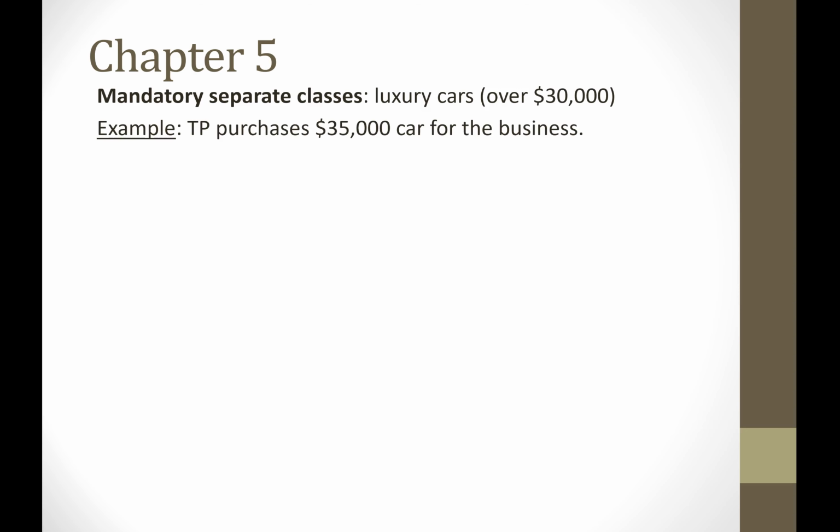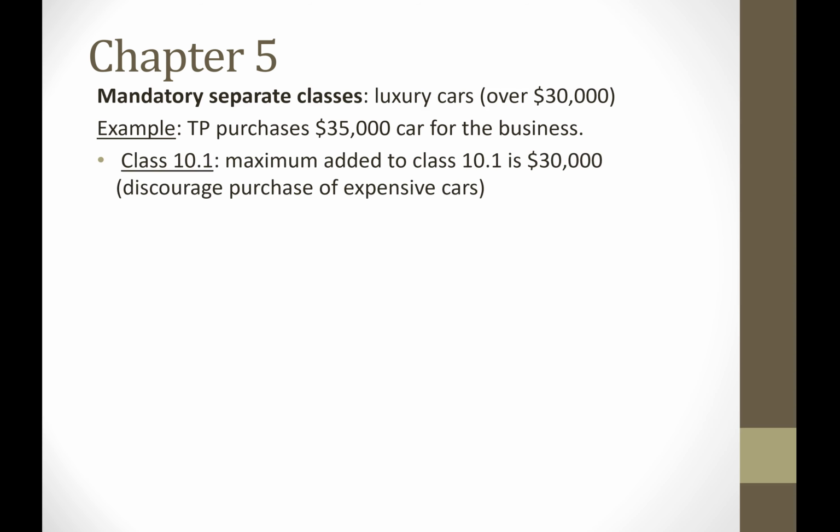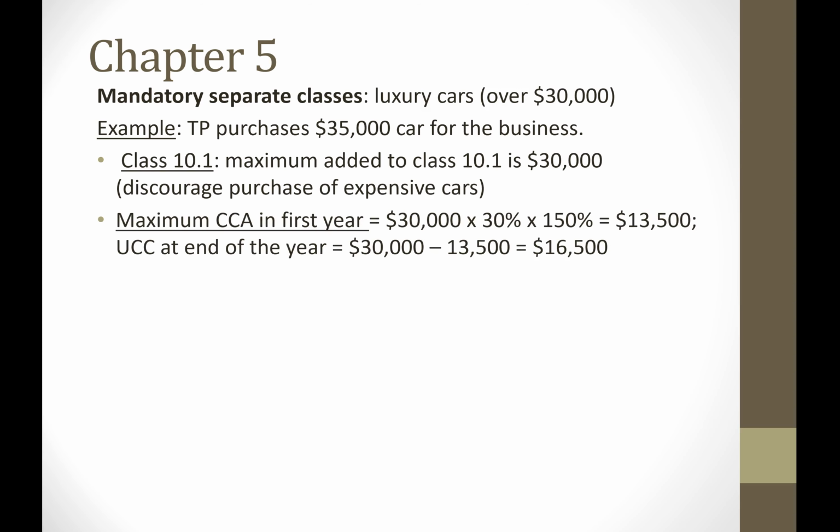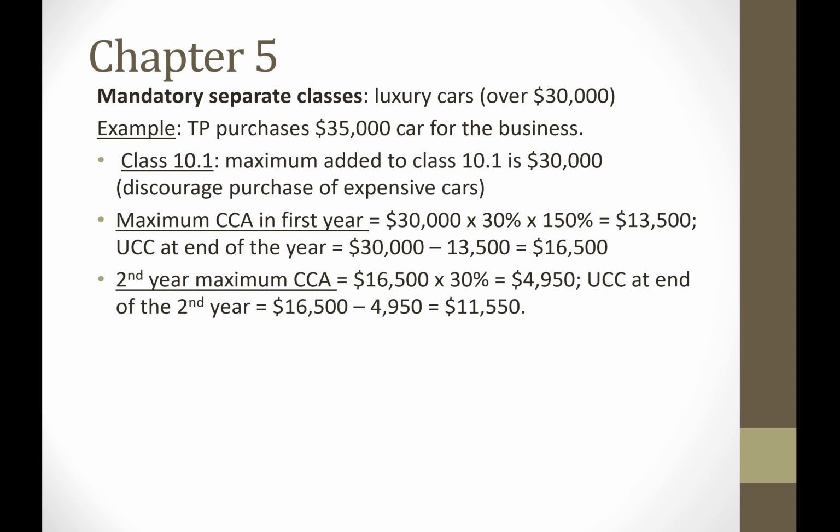Now, let's say this taxpayer purchases a car for $35,000. The maximum they can add to Class 10.1 is $30,000. The government is trying to discourage businesses from buying expensive cars. So they add $30,000 to Class 10.1. Class 10.1 is a 30% CCA rate. Using the accelerated investment incentive, the CCA for the first year is $13,500. Then we move on to the second year, $16,500 times 30%. The maximum CCA for year 2 is $4,950.